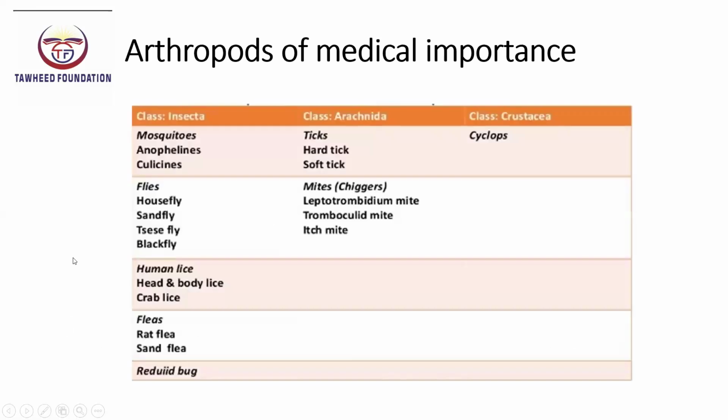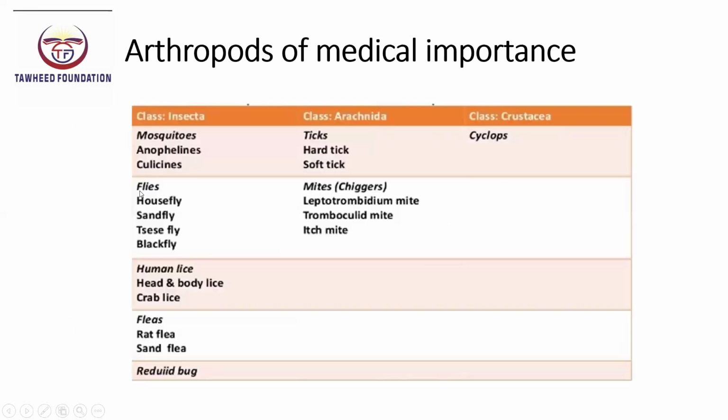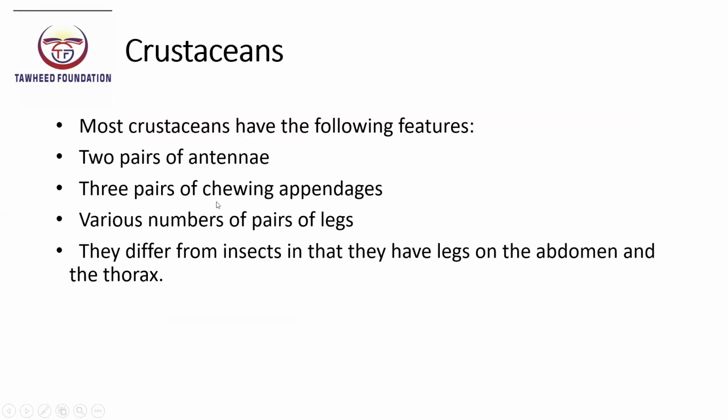Arachnids are also there, which include mites and ticks, many of which are vectors, and crustaceans such as cyclops, which play roles in diseases. So these are the true flies, order Diptera; true bugs, Hemiptera; lice, Anoplura; fleas, Siphonaptera; and cockroaches, Dictyoptera. Crustaceans, again cyclops and crabs. And among arachnids, only mites and ticks are vectors of these diseases.